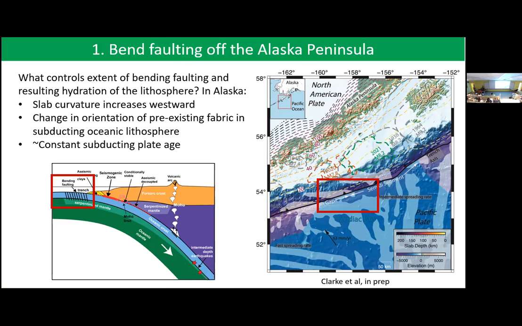The other thing happening here is that we have changes in pre-existing structures in the incoming plate. And so the light shading there is showing magnetic anomalies. And so we think that pre-existing structures, like abyssal hills formed near the mid-ocean ridge, would parallel the paleo mid-ocean ridge and thus these anomalies. And so you could expect that in the western part of our area, you might have east-west oriented pre-existing fabrics, whereas in the east, they would be north-south. And so this sets up a nice experiment for us.